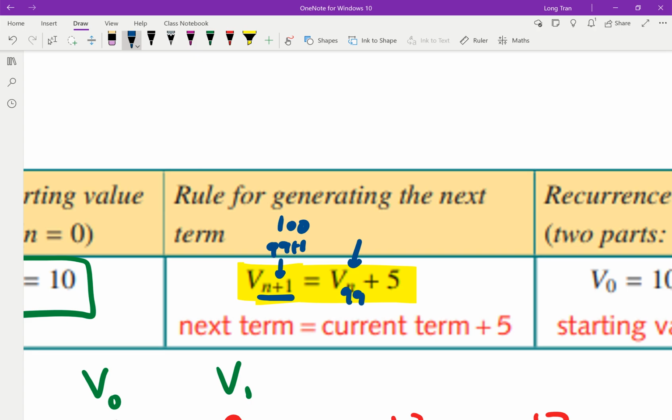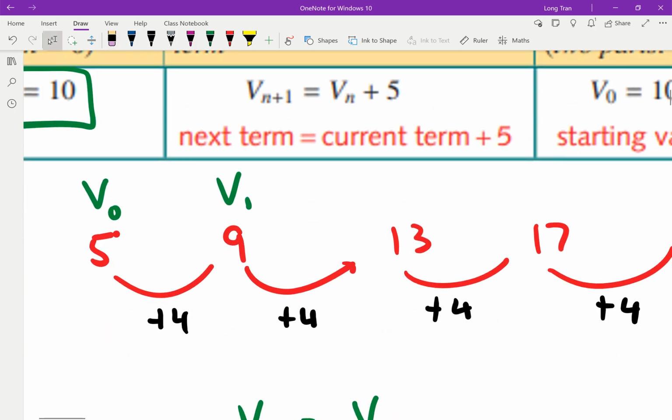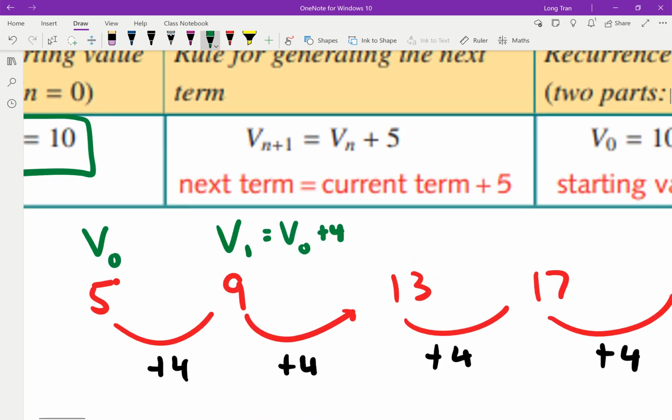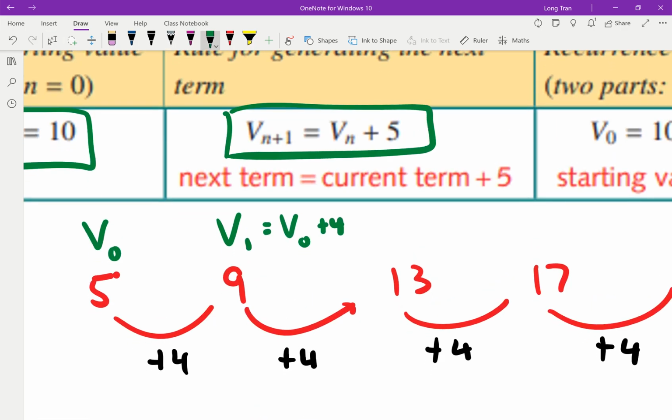Okay, now in my rule before, our rule was to add 4. So how did I get V1? V1 was the result of knowing what V0 was, my original value, plus 4. True? And that's why the formula here makes more sense in what they're trying to say. That essentially is V0 plus 1, so that's my n plus 1, is equal to Vn, which is 0, plus 4. And that's why we can say, well, what is V0? That was 5. That's why it's 5 plus 4.